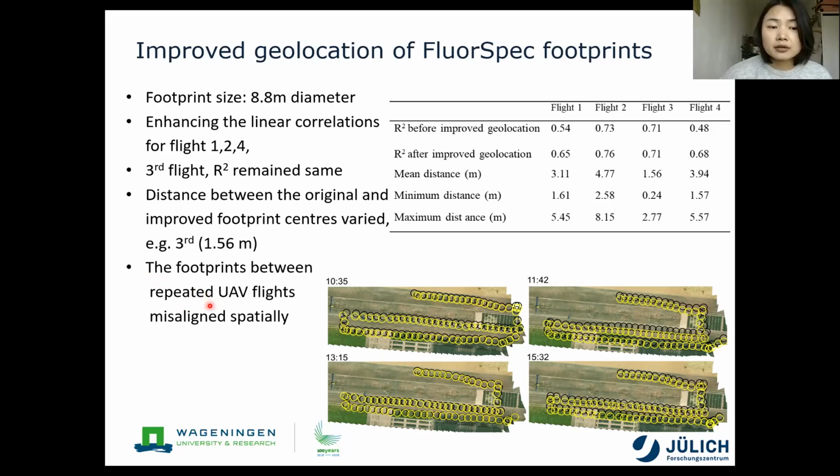Even after the improved geolocation, the footprints between the repeat UAV flights are still slightly spatially misaligned. For example, we can see that the first flight path of all flights did not overlap very perfectly.